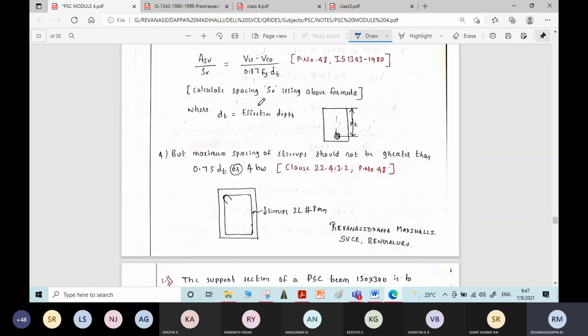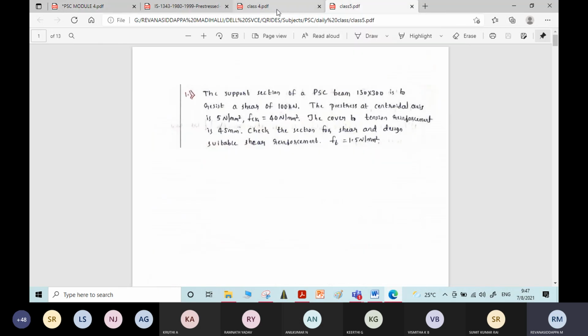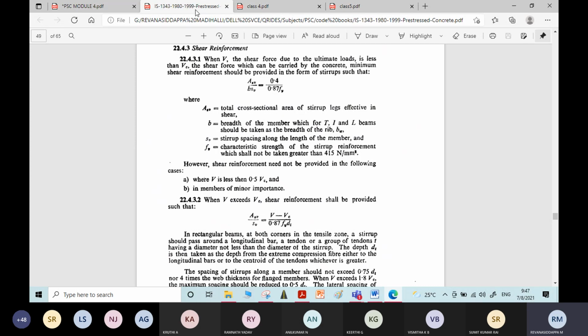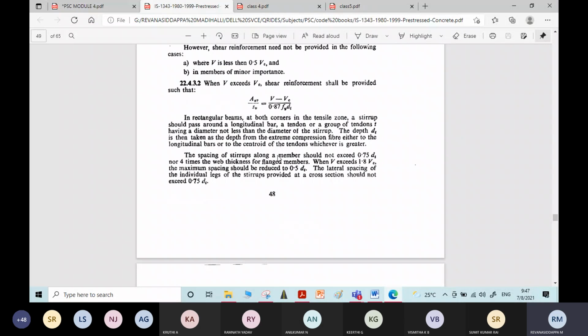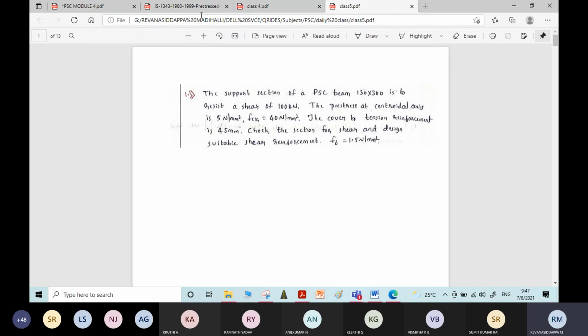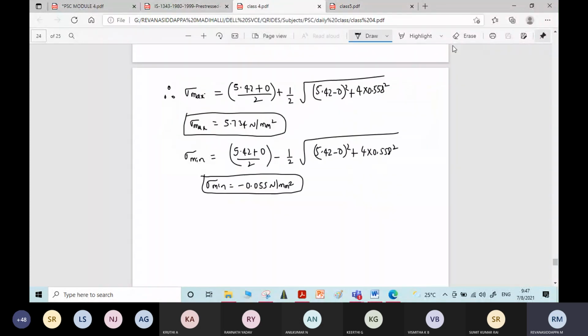that spacing should not be greater than these two values, that is 0.75 dt, where dt is the effective depth, or 4 bw, four times the width of the web or width of the beam. This guideline is also given in clause 22.4.3.2 on page number 48. Here it is given, you can go through it. So this is the procedure we have to follow for design of PSC beam for shear.